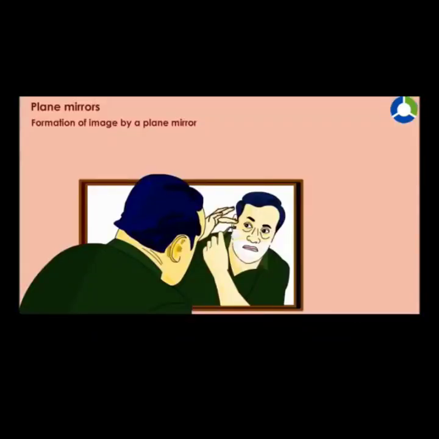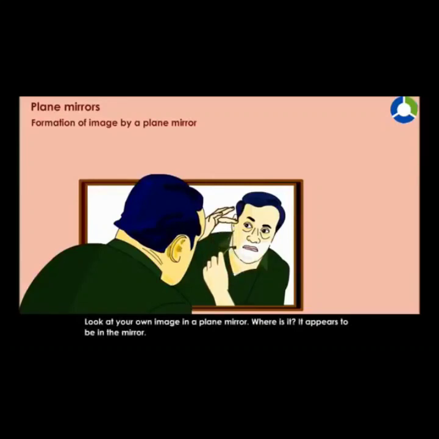Formation of image by a plane mirror. Look at your own image in a plane mirror. Where is it? It appears to be in the mirror. Mirror is an opaque object and light rays cannot pass through it. But the image you see in a mirror appears to be at a distance inside the mirror as is the object outside it. This image is called a virtual image.